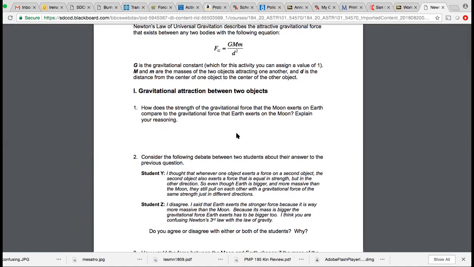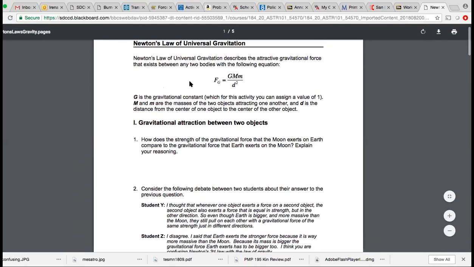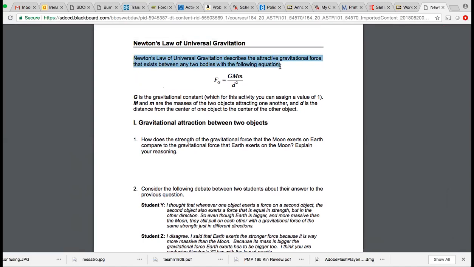Okay, so I think student Z is correct because the Moon and the Earth do not exert the same gravitational force on each other, I think. Why do you think that? Because of Newton's law of gravitation. Okay, so which tells you what? So here, for example, read this carefully and tell me what it means.